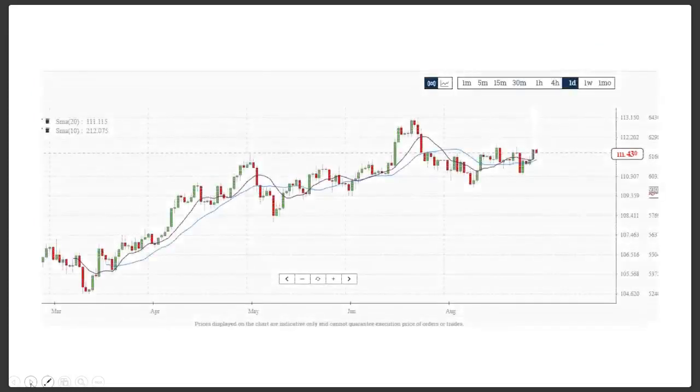This is on another pair. This is the dollar Japanese yen. Remember, 10 is the small and 20, the blue, is the larger. Crosses above, uptrend. Crosses below, downtrend. Crosses above, uptrend. This is a daily chart, by the way, ladies and gentlemen. So it's a longer period chart. The last was 30 minutes, so it goes to show that you can use these indicators on different time frames. Uptrend.